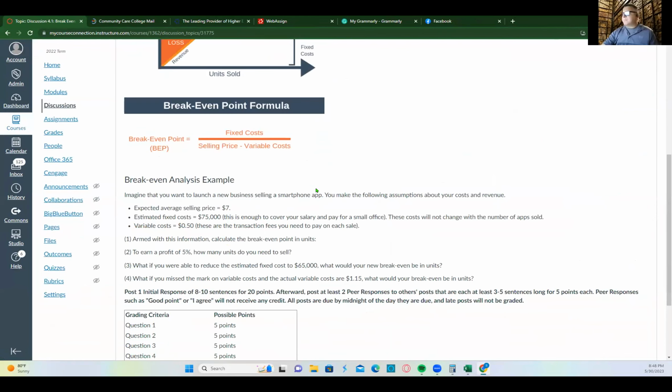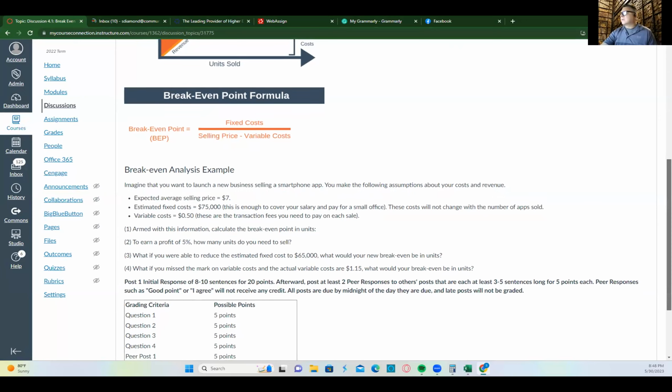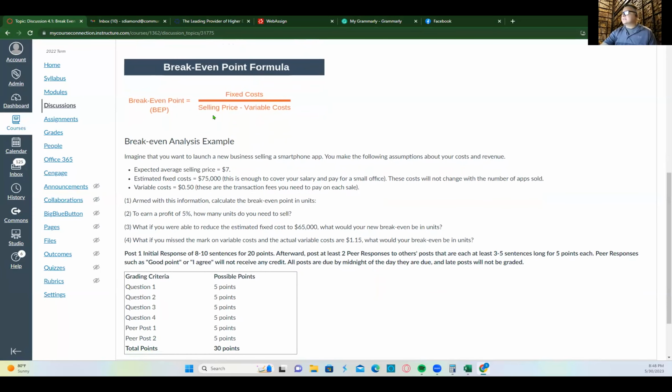Now remember, pay attention to what they're asking for, because he does give you the break-even point: your fixed cost divided by selling price minus your variable cost. Now, I'm going to go through the whole thing if you don't mind, Andrew. This will help the ladies out. Your expected average selling price is going to be $7. Your fixed costs are $75,000. So that's what goes up here, right?